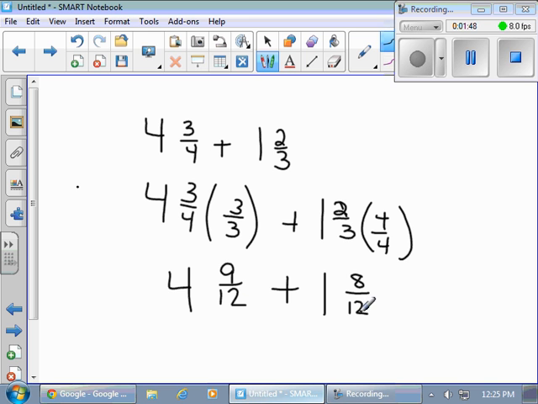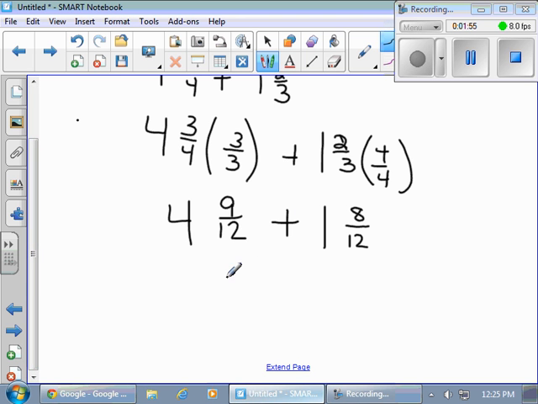Now, my denominators are the same, so I'm able to add. Start with your whole numbers. What's 4 plus 1? 5. Now, what is 9 plus 8? Now, I notice some of you are adding the bottom. Do not add the bottom. The bottom is just telling me how many pieces they're being put into. So I do not add the bottom. It strictly comes over as the same number.